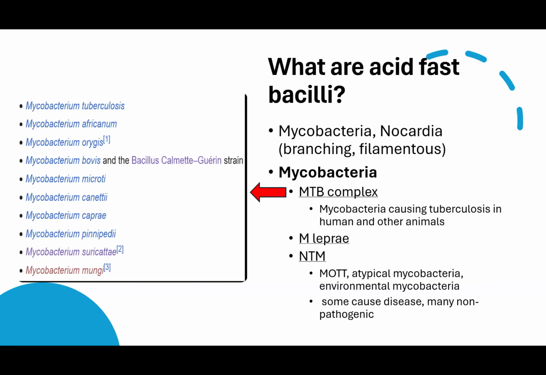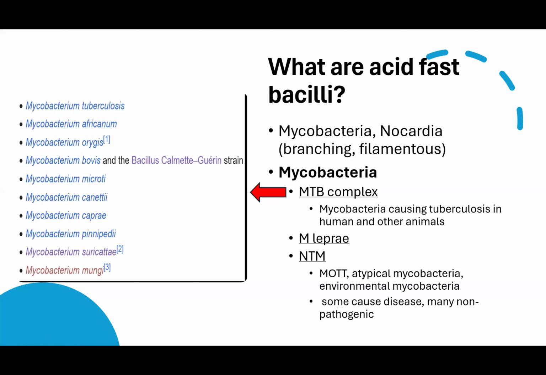So we'll often see on the results MTB complex detected or not detected, and that is referring to mycobacteria that cause tuberculosis in humans and other animals. The ones we obviously know about mostly are MTB and then Mycobacterium bovis. And then there's quite a lot of others, and they don't all infect humans. Then another one is Mycobacterium leprae, which seems to stand on its own, and then the non-tuberculous mycobacteria, which we might also have heard of as being mycobacteria other than TB.